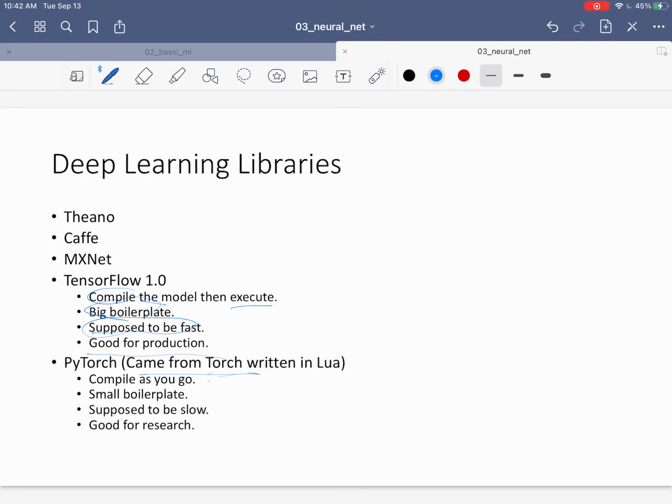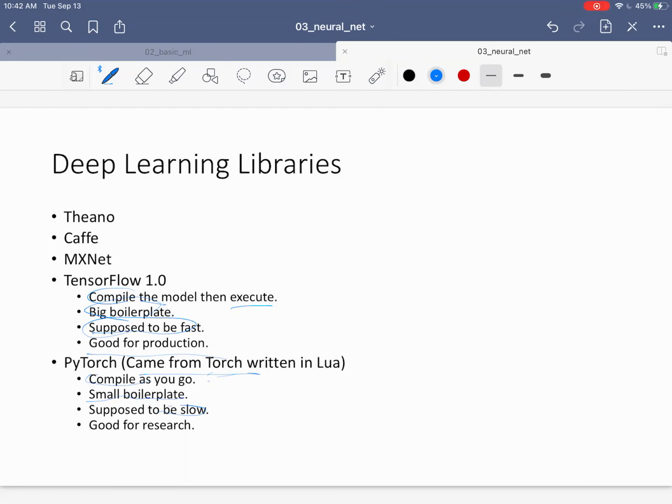So you can change the architecture of the model as you train your model. During the optimization process, you can change the architecture, you can change the dependency tree of the variables. It's a very flexible model. So that's why people prefer PyTorch compared to TensorFlow when you're developing a toy model, or when you're playing with your model architecture. It has a smaller boilerplate compared to TensorFlow. Because of the compile as you go philosophy, it's supposed to be slower than TensorFlow.